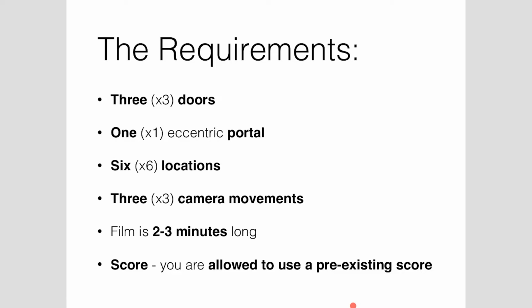This is the idea that if you're in your bedroom and you exit the door, we don't want you to end up in the hallway outside of your bedroom. We'd like you to end up somewhere else entirely. And that will ensure that you get those locations. 3 camera movements. Choose them well, choose them wisely.